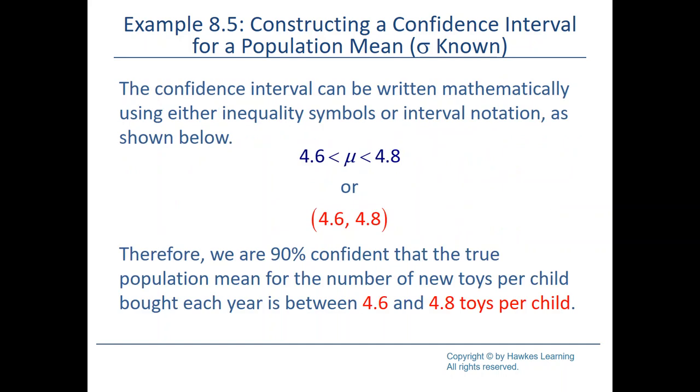We are 90% confident that the true population mean for the number of new toys per child bought each year is going to be between 4.6 and 4.8 toys per child. Again, remind yourself, this doesn't mean that the kid is getting 4.7-ish toys. The kid could get 4, the kid could get 5, but when I look at a sample, that sample average for the population is going to end up being about 4.7 or 4.6 or 4.8. It's going to be in that range.